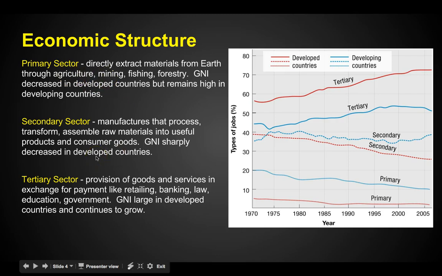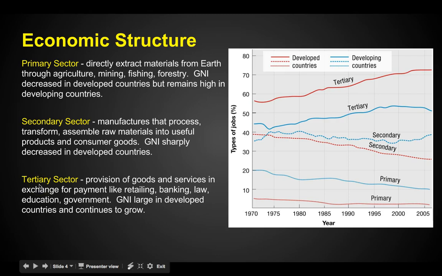Secondary sector. These are manufacturers that process, transform, and assemble raw materials into useful products and consumer goods. The share is sharply decreased in developed countries. Again, in developed countries, we're not doing a lot of secondary sector activities. We're not doing a lot of processing or transforming or assembling raw materials anymore because we're developed. So we see that decreased for places like the United States and Japan.